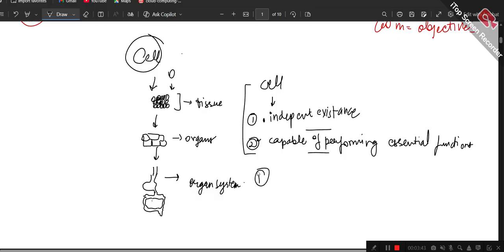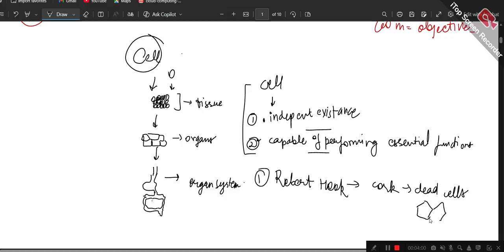Very firstly, Robert Hooke observed dead cells from a thin slice of cork. We all know this. These were dead cells, and he observed hexagonal structures which together formed the cork cell structure. So he basically gave the first idea about what a cell might be.